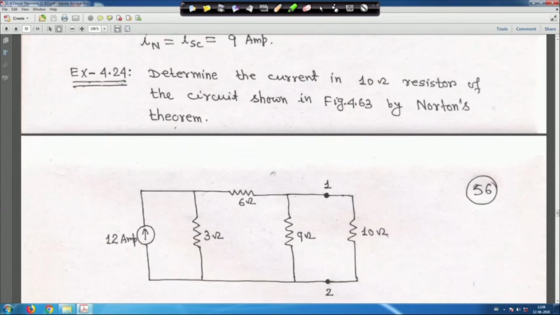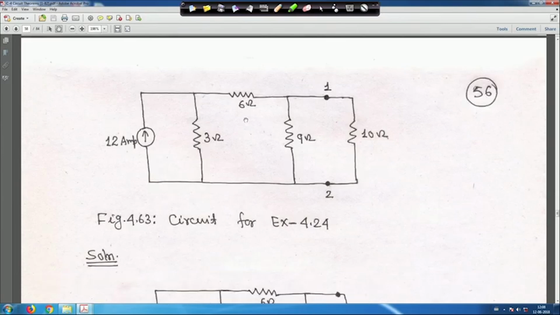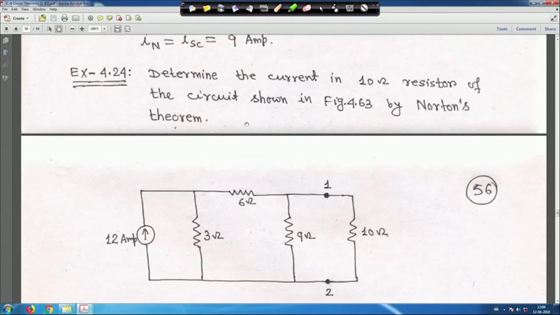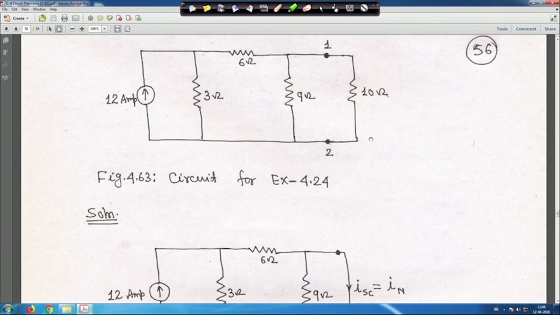Next one is: determine the current in the 10 ohm resistor of the circuit shown in figure 63 by Norton's theorem. So, you have to find the current through this 10 ohm resistance using Norton's theorem. First, you have to take the 10 ohm out, then find your Rn and ISC, the short circuit current, right.